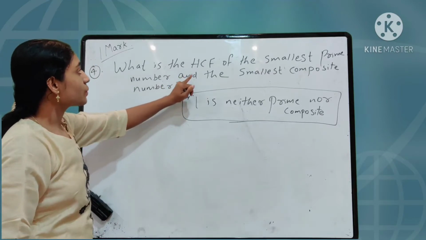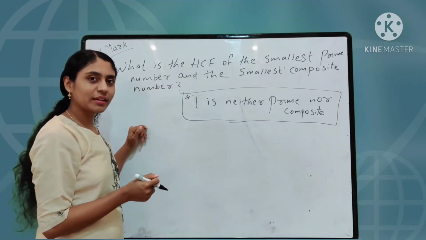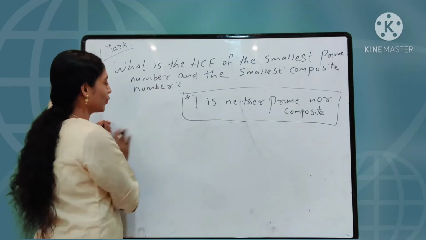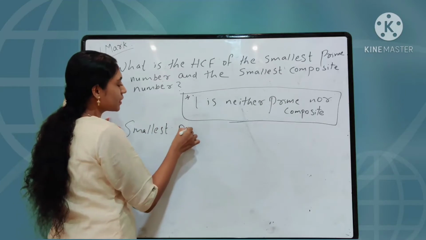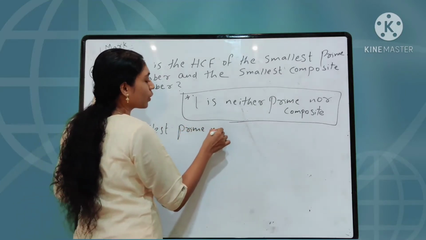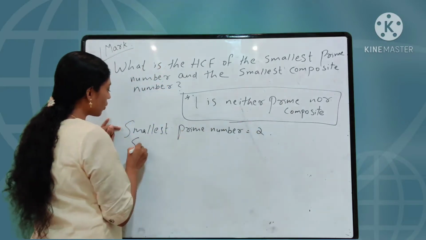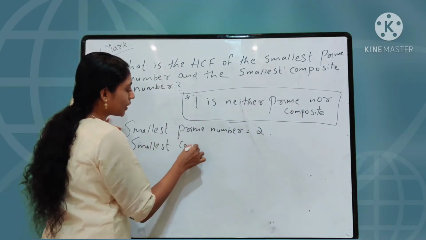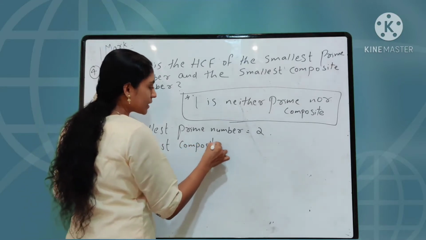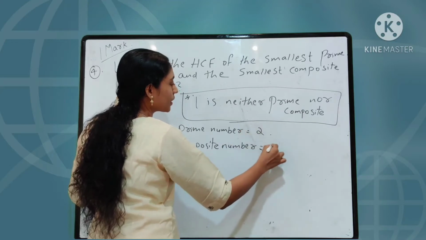And here the question is to find the HCF of the smallest prime number and the smallest composite number. Then which is the smallest prime number? Yes friends, it is 2. So we know that the smallest prime number is 2. And what is the smallest composite number? You know the difference between a prime number and a composite number, right? We discussed all such terms. So the smallest composite number is 4.